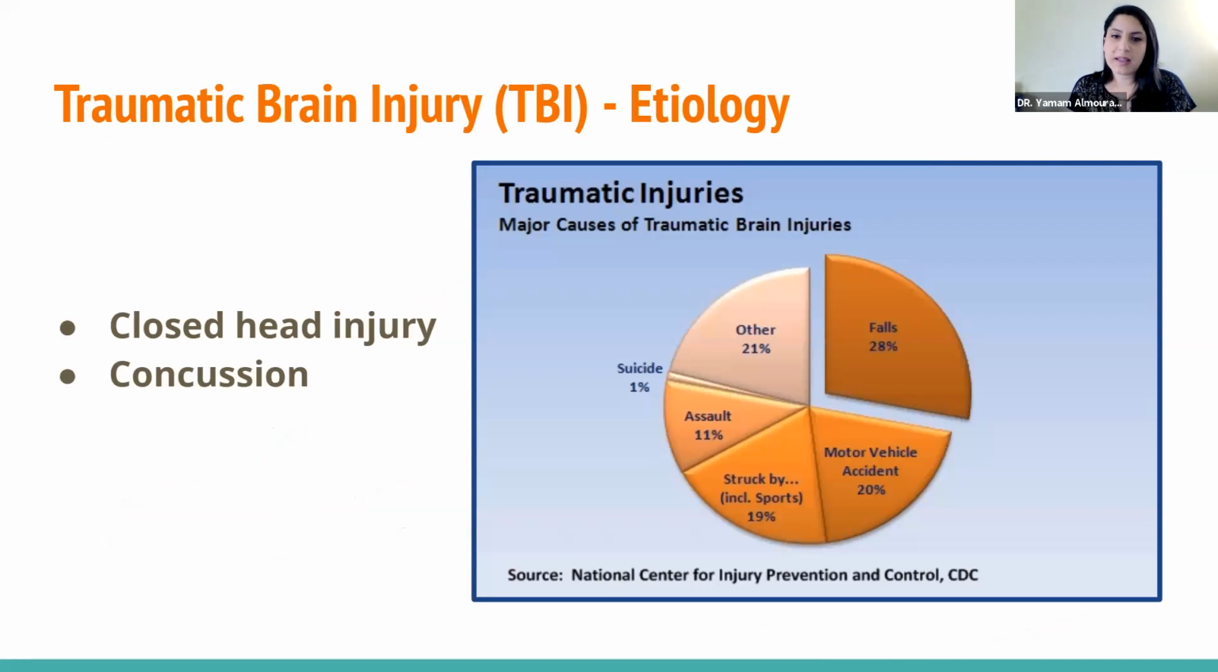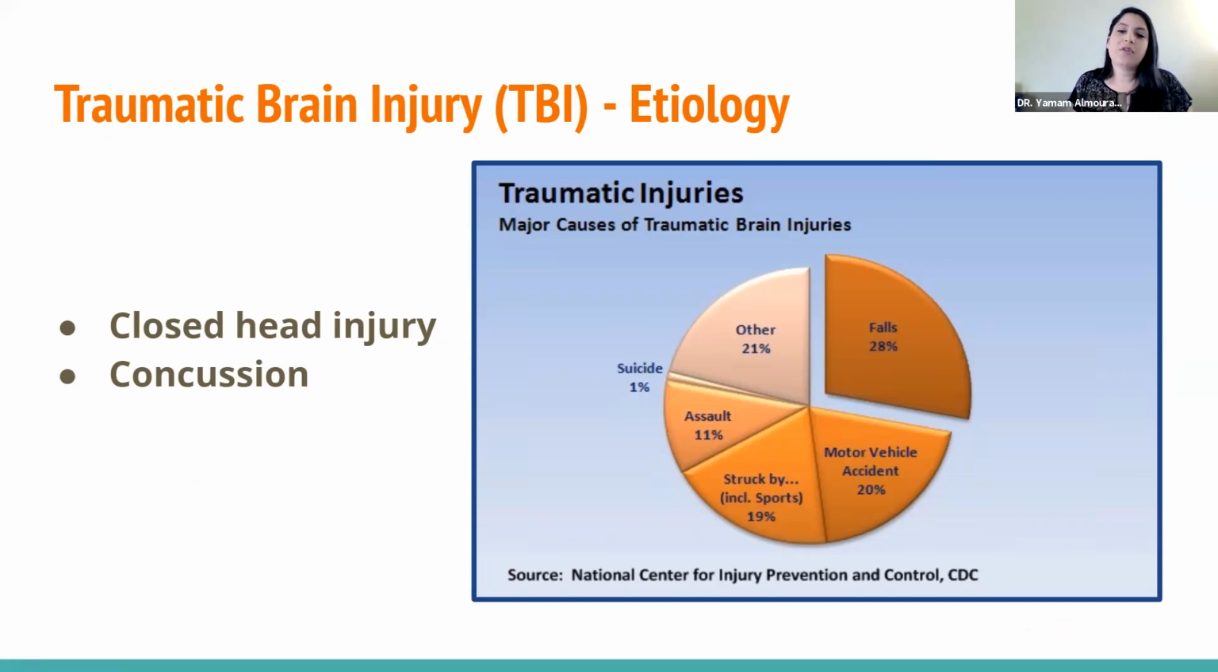With TBI, the etiology here, looking at closed head injury and concussion, falls are actually among the top, 28% of all traumatic brain injuries occur because of a fall. So, whether it's an elderly patient that just loses their balance and hits their head, whether it's different sports, falling from sports injury.